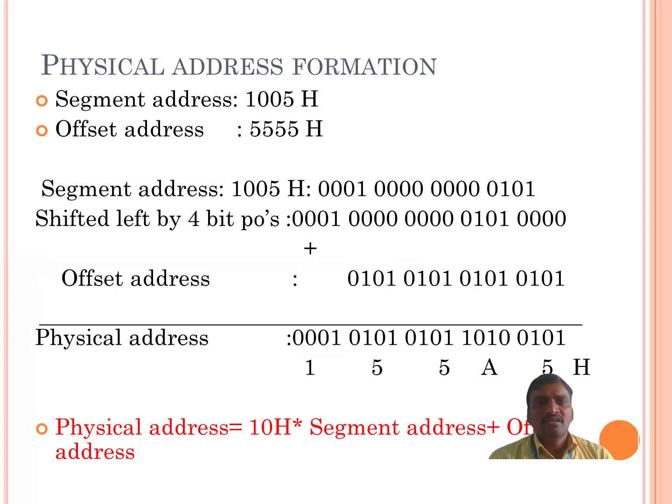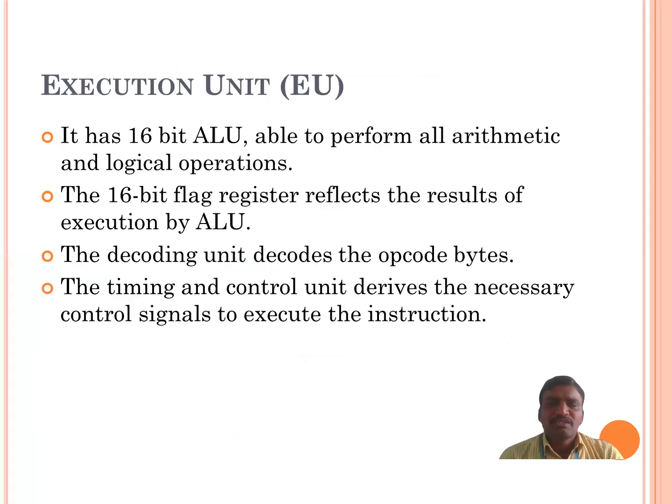For example, here the segment address is 1005H and the offset address is 45H. First of all, the contents of the segment register are shifted towards the left by 4 times. In this case, the 4 LSB positions are empty. For those empty positions, we just insert all zeros. After that, to the result we add the contents of the offset address. Finally, you will get the 20-bit physical address. So this is the special adder that will be available in the bus interface unit.